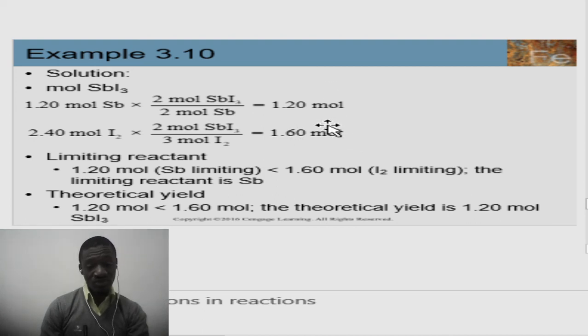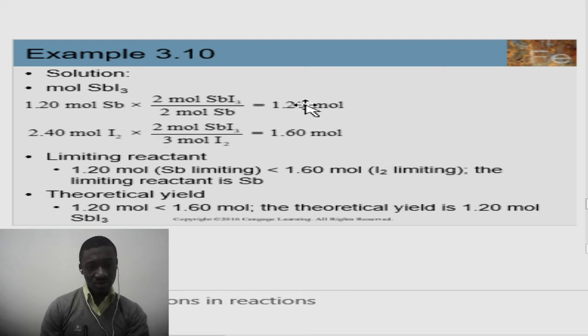Obviously, which is smaller, sorry. Obviously, you have 1.2 as a smaller value. So that is obviously our limiting reactant, because 1.2 is less than 1.6. So antimony is our limiting reactant. And what is the product of our limiting reactant?